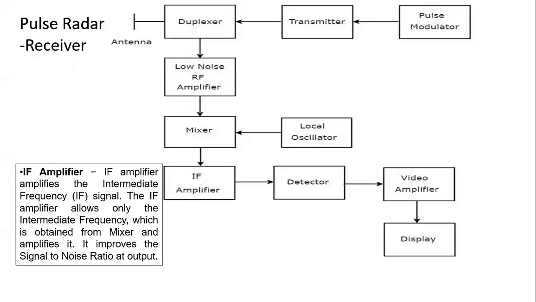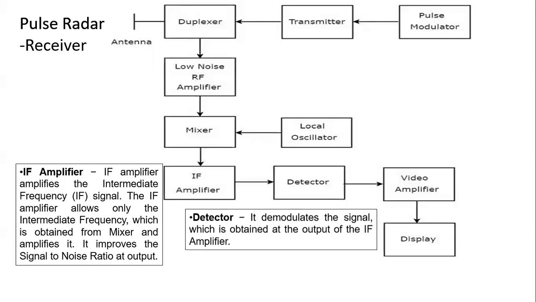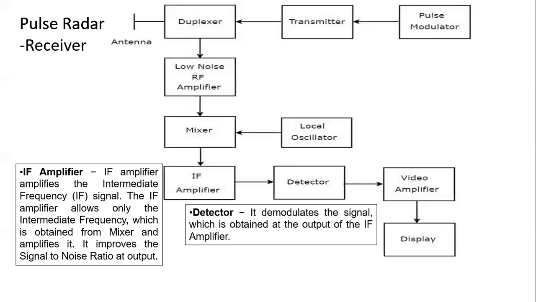The IF amplifier amplifies this intermediate frequency that has been generated by the mixer with sum and difference. And this IF amplifier allows only these intermediate frequencies to further proceed to the other blocks of the block diagram. The advantage of this is that it improves the signal to noise ratio at the output. Then we have a detector.